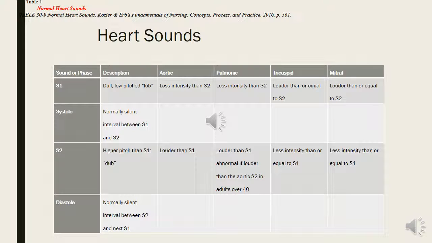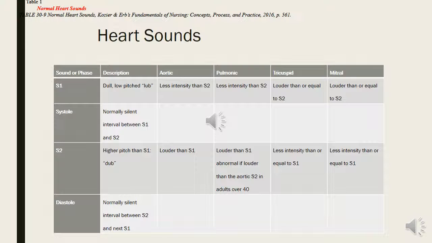If you listen on the aortic valve, or on the pulmonic valve, it's still less intensity than S2. If you listen on the tricuspid, it's louder than or equal to S2. And listening in the mitral area, it's louder than or equal to S2. Systole is the normally silent interval between S1 and S2. S2 is a higher pitch than S1. It's the dub.